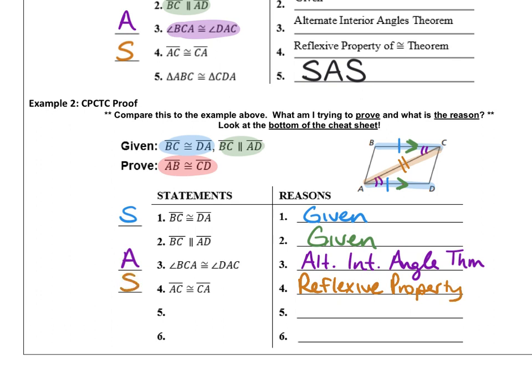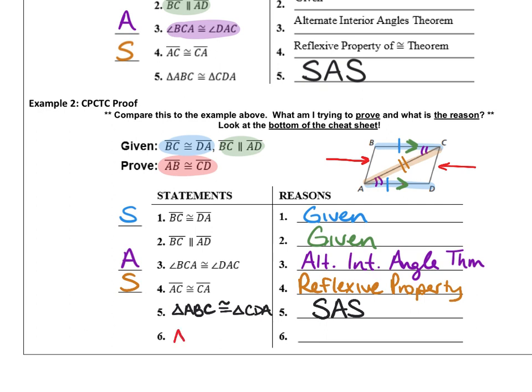Once I have one of my theorems listed on the side here, side, angle, side, I can prove that the two triangles are congruent. So we would say triangle ABC is congruent to triangle CDA due to side, angle, side. That's where we stopped last time. But in this problem, we're actually wanting to prove that side length AB is congruent to side length CD, which we now can do.